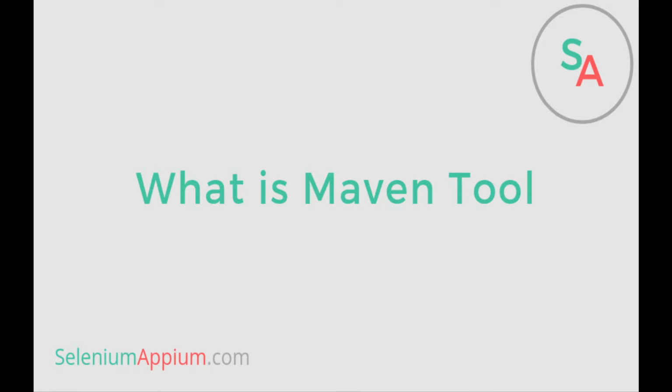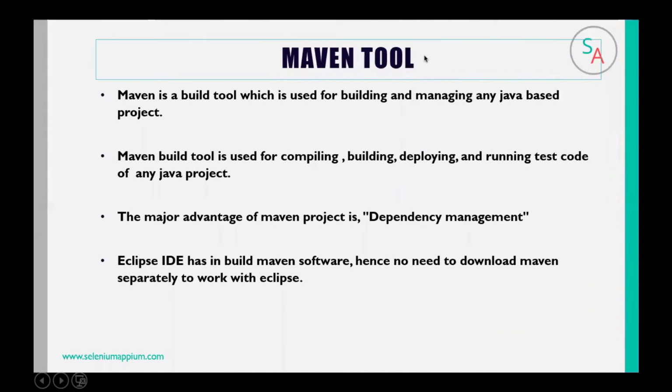Let's talk about what is Maven tool. Maven is a build tool which is used for building and managing any Java-based project. Maven build tool is used for compiling, building, deploying, and running test code of any Java project.